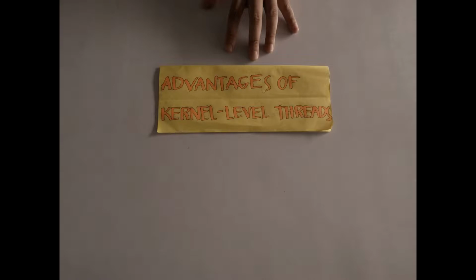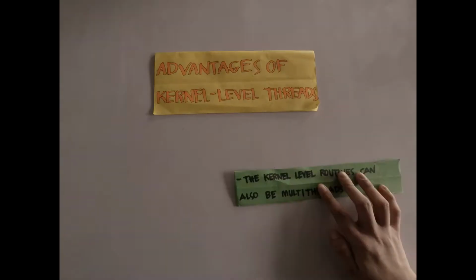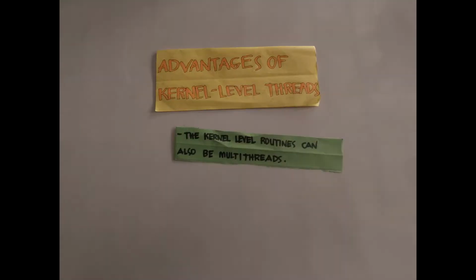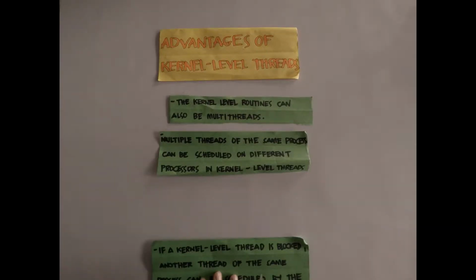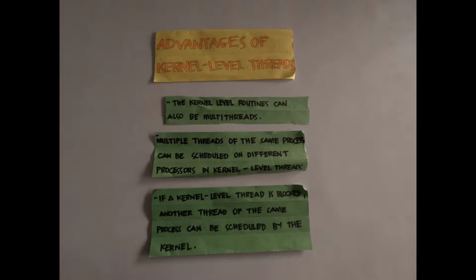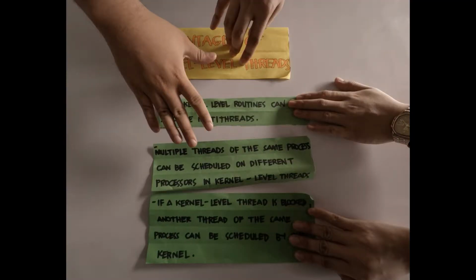Advantages of kernel-level thread. The kernel routines can also be multi-threaded. Multiple threads of the same process can be scheduled on different processors in the kernel-level thread. If a kernel-level thread is blocked, another thread of the same process can be scheduled by the kernel.